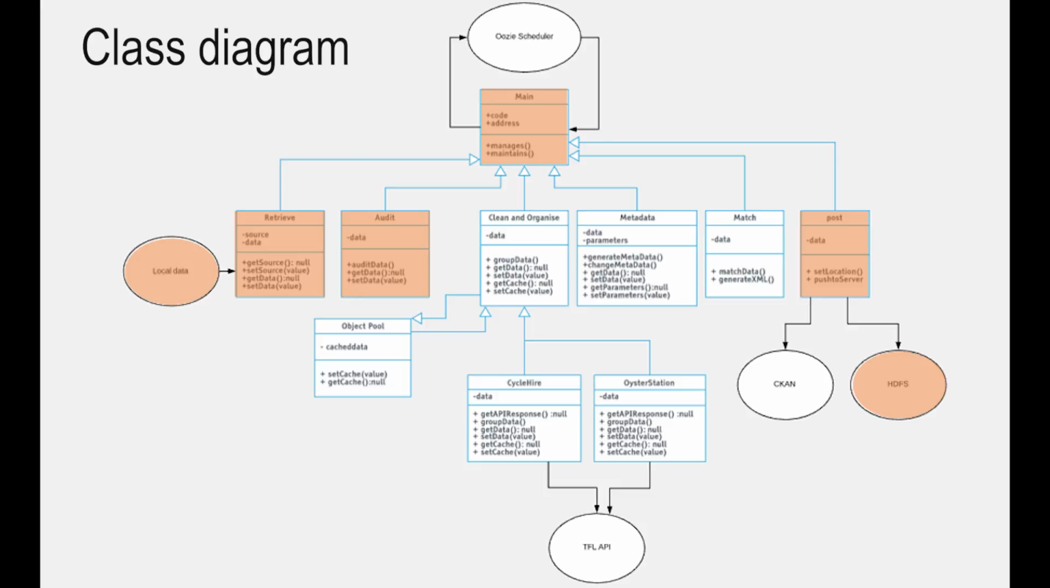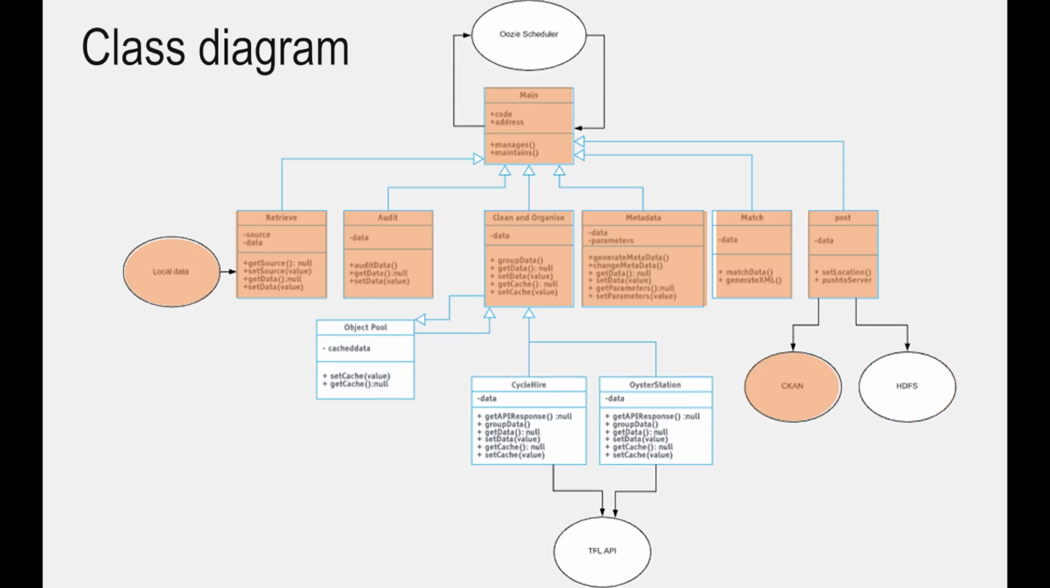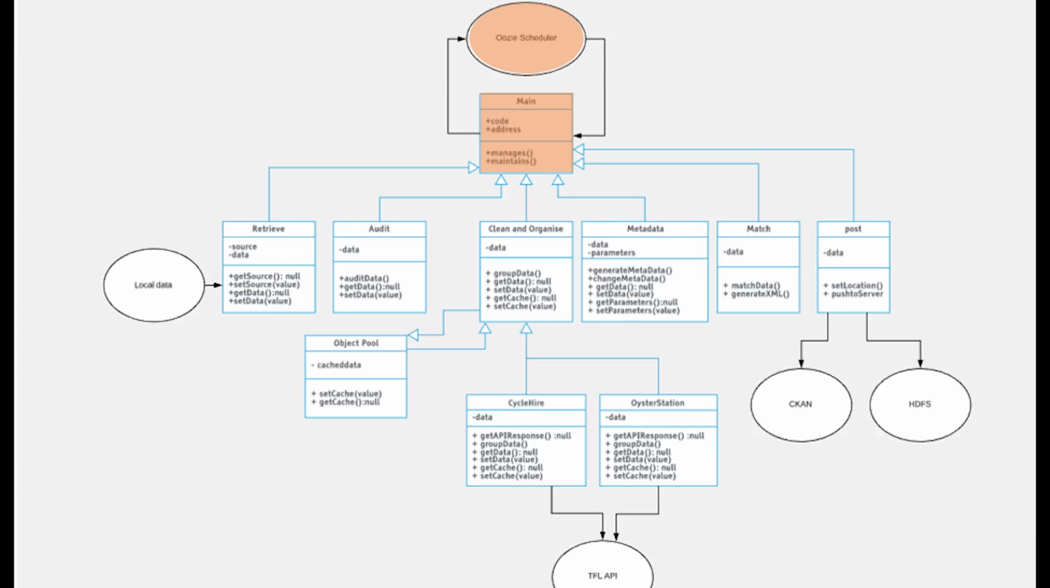The data will then be outputted and pushed to our client's Hadoop server, or be matched and output as an OSM XML file, which will be stored to Postgres on our client's CKAN server. A scheduler is implemented using Oozie to activate the pipeline automatically and at a set time interval.